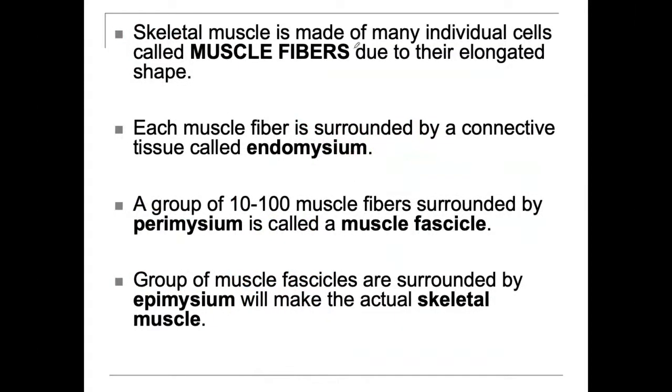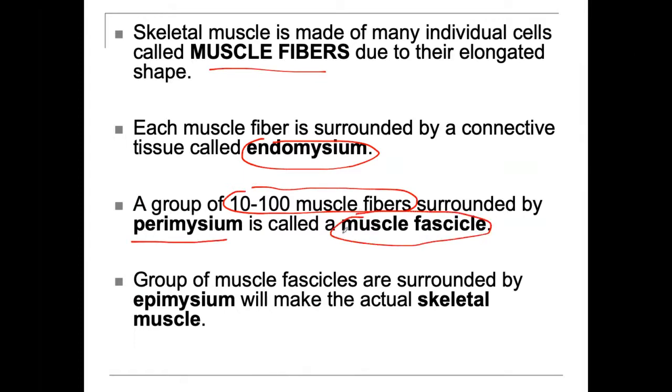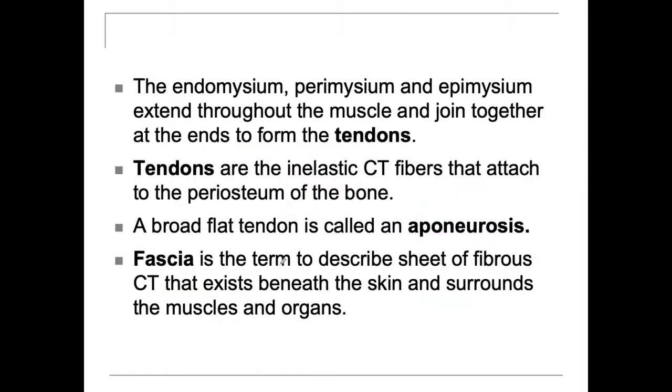Okay, so we have skeletal muscles made of these individual cells called muscle fibers, and each muscle fiber is surrounded by an endomysium, a group of 10 to 100 muscle fibers surrounded by a perimysium, that's the muscle fascicle. Then when you get a bunch of those muscle fascicles, the layer that surrounds that is the epimysium, and then that will actually create the skeletal muscle. Now you can have fascia around that, remember? So you can have fascia that surrounds that.